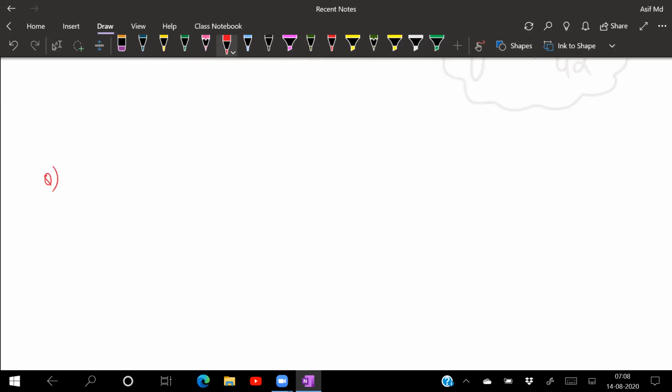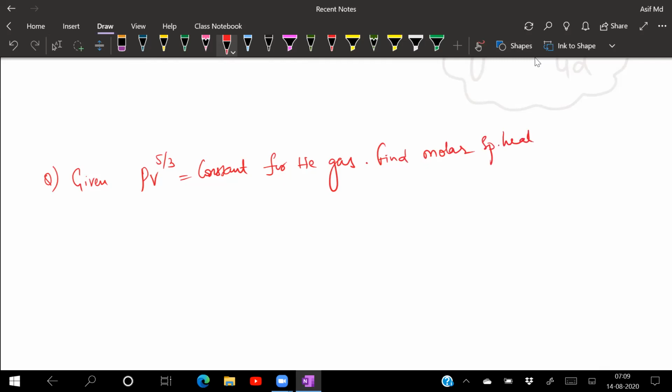See this question, beta. Given PV to the power of 5 by 3 is equal to a constant, for helium gas, find the molar specific heat, the C value. I need to calculate the value of C. Can you try it?